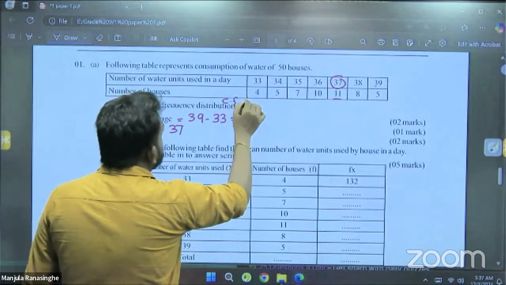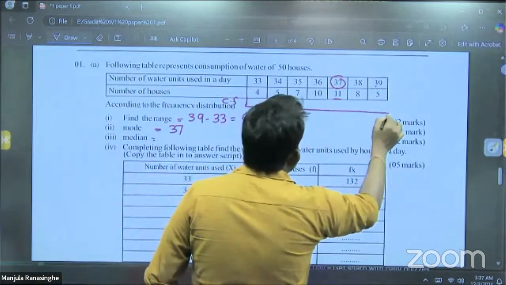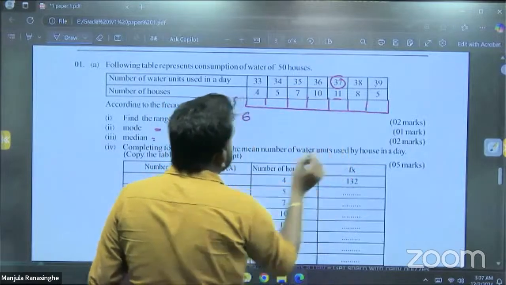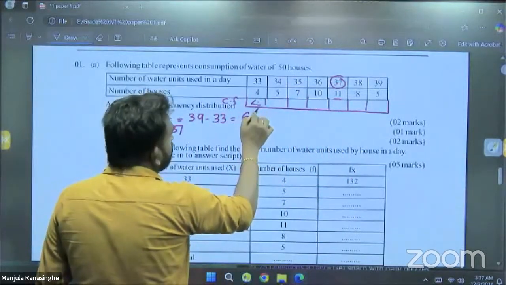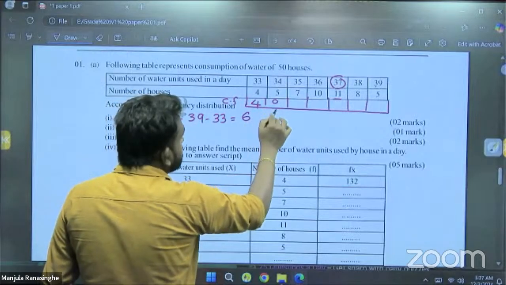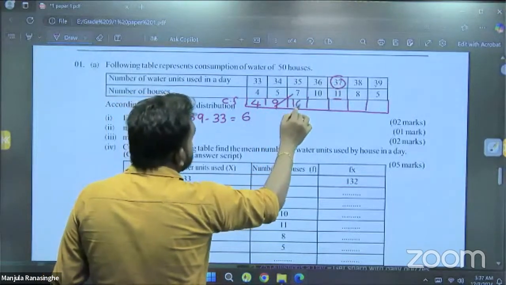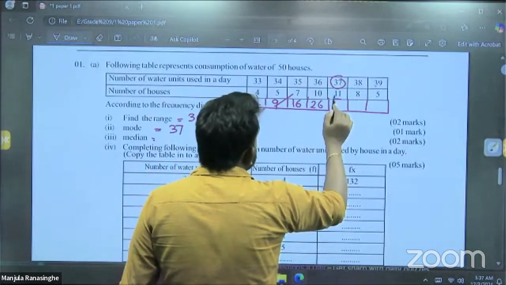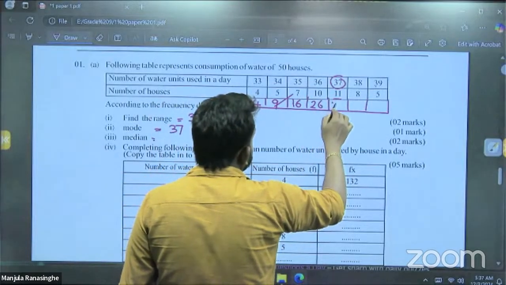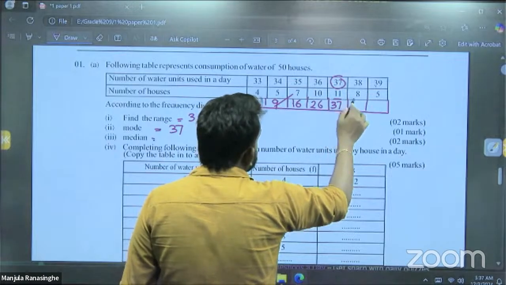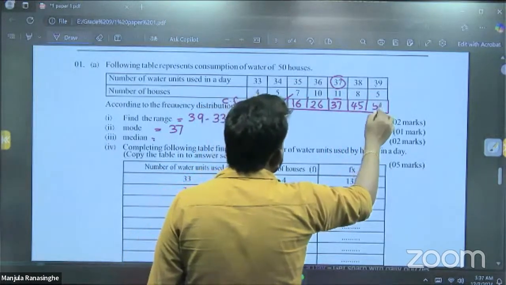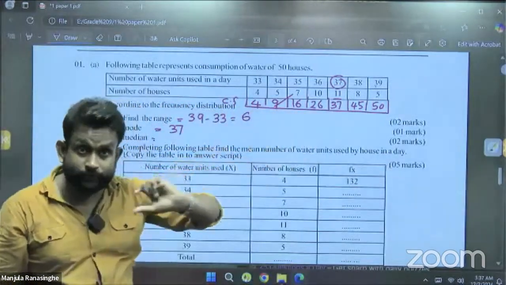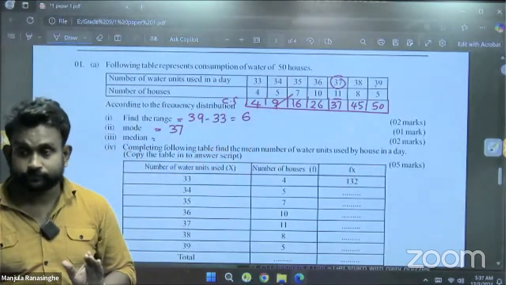cumulative frequency column next to that. How to take the cumulative frequency column? Just add the frequencies together. Here start with 4, then 4 plus 5 is 9, 9 plus 7 is 16, 16 plus 10 is 26, then 37, then 45, then 50. Okay, you apply a cumulative frequency column next to that.